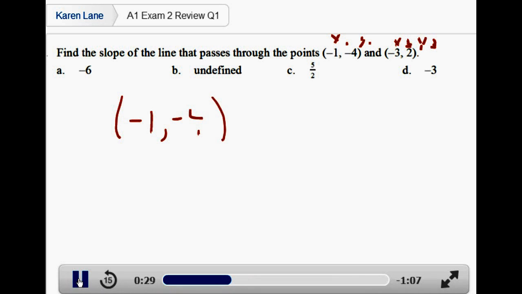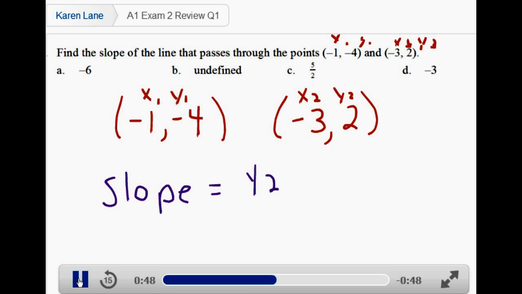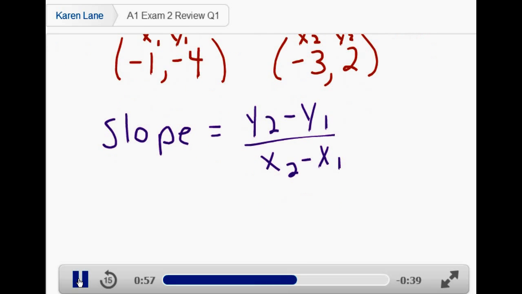Okay, so -1, -4 is x1, y1. And we'll call -3, +2, x2, y2. The formula for slope is y2 minus y1 over x2 minus x1. So now we'll just fill in the formula.